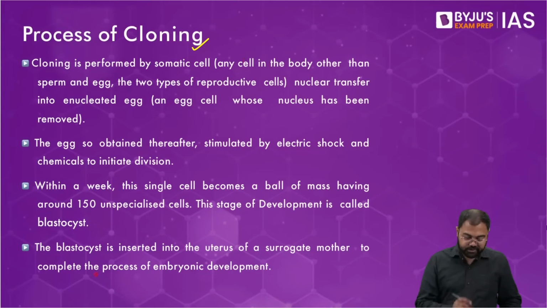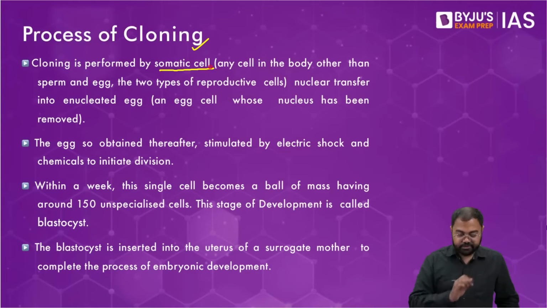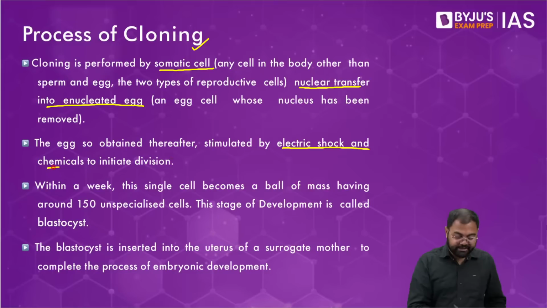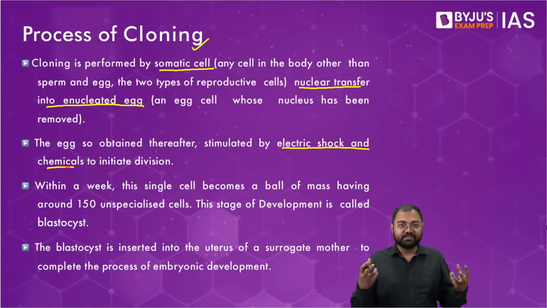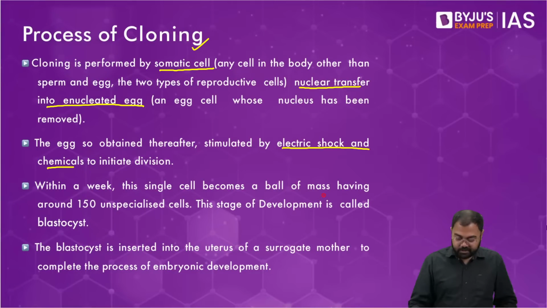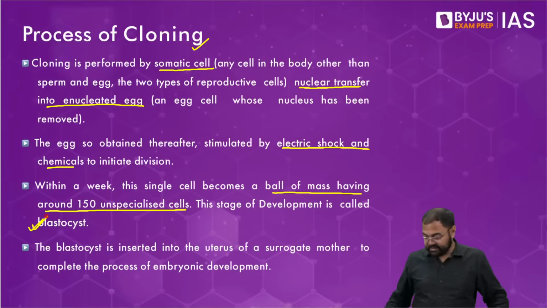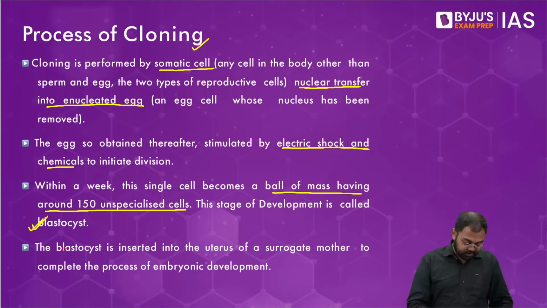So first and foremost, it will start with the help of somatic cells. From the somatic cells, the nucleus will be transferred into the enucleated egg cell, meaning the egg cell whose nucleus has been taken away. And then after that, it will be stimulated with the help of electric shock and chemicals. This is where cell division will start, and we'll see that a ball of mass having around 150 undifferentiated cells will be produced. This stage is called the blastocyst.